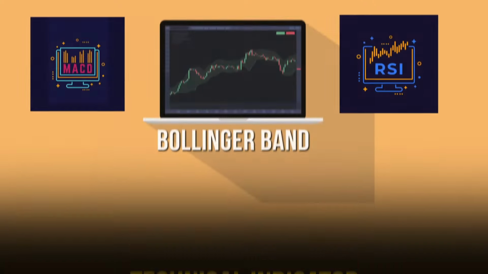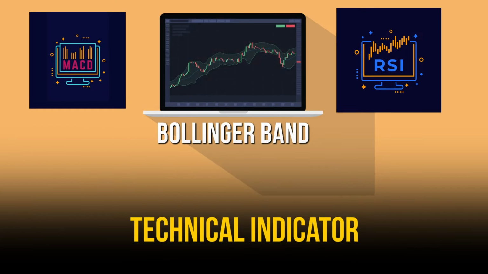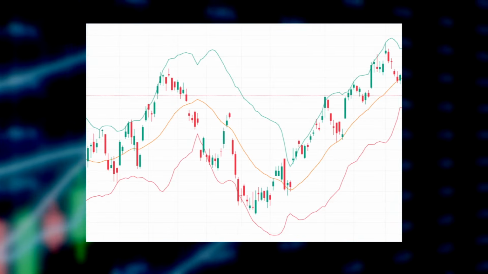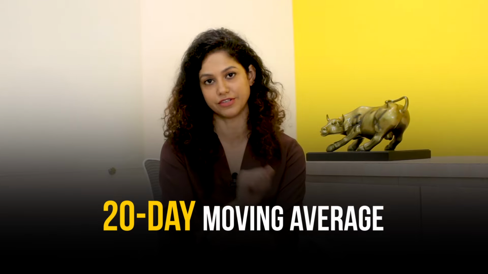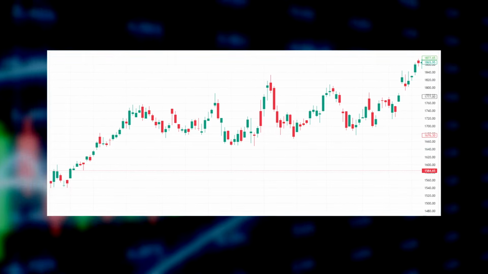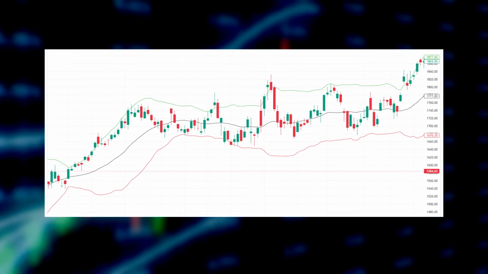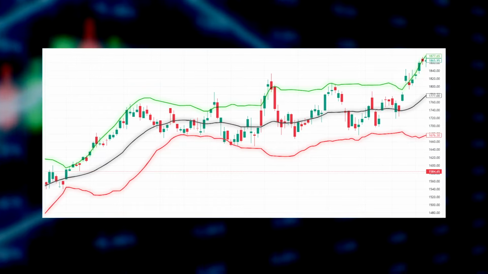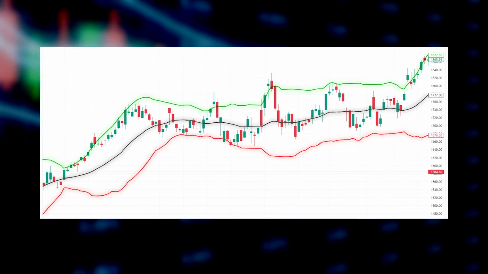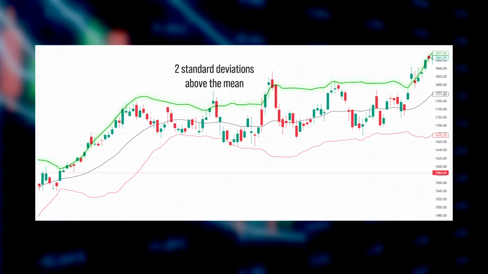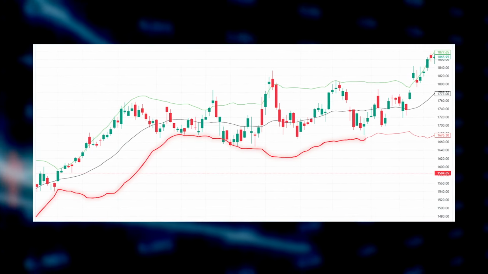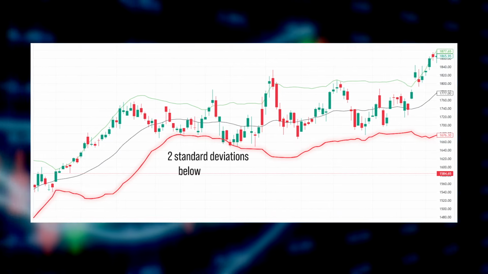Bollinger Bands are a technical indicator used by traders and investors to understand how overstretched the prices are on either side when compared to the mean, that is the 20-day moving average. They can be found easily on any trading platform and look like this when applied. As you can see, the prices are surrounded by the bands, thus the name, on both sides. The green line above the price is 2 standard deviations above the mean, and the red line below the price is 2 standard deviations below the mean.